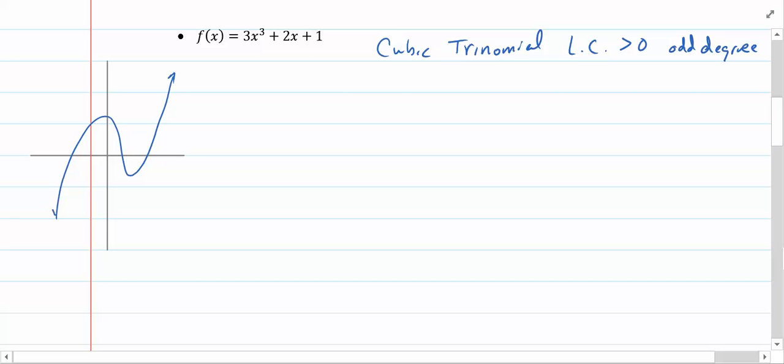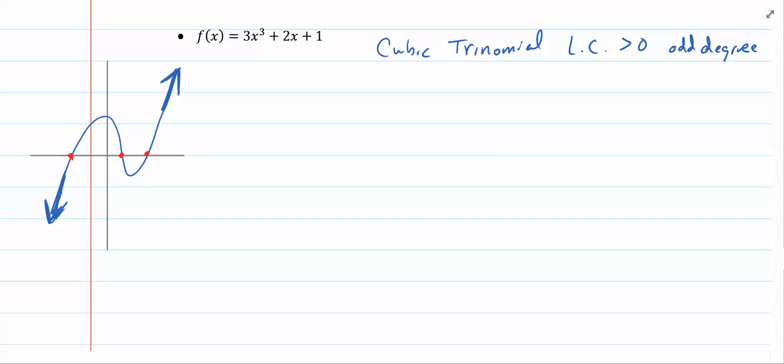It could look just like this. The tails have to face in opposite directions, and it's down and to the left and up and to the right in this case, and we could have as many as 3 zeros. Now again, we could have 2 zeros, we could have 1 zero, but we could have as many as 3. So let's switch to the graphing calculator and determine this result.